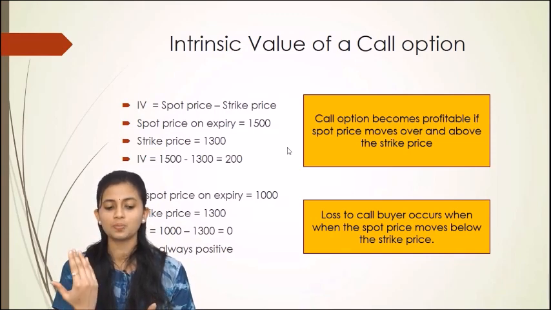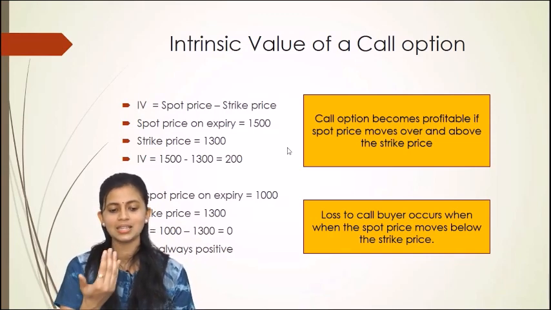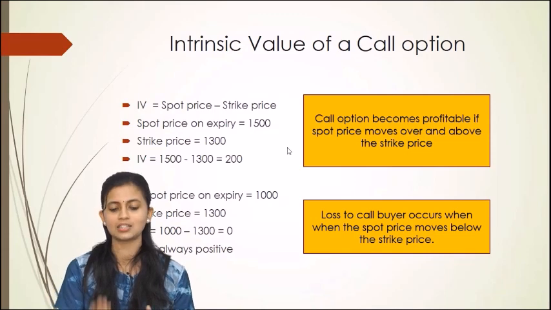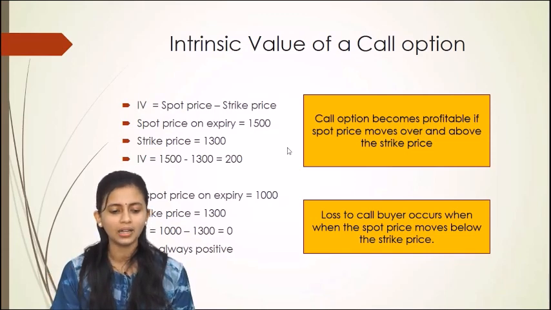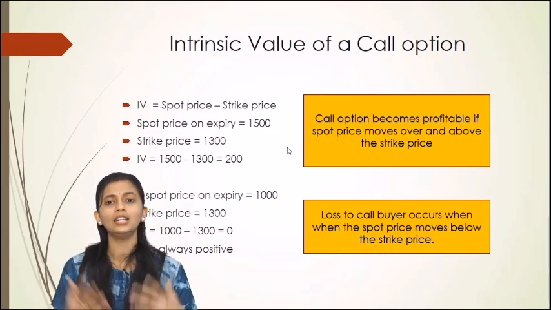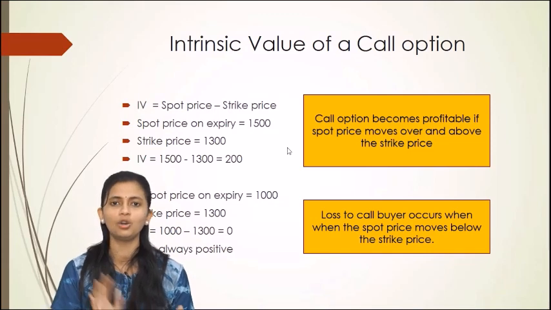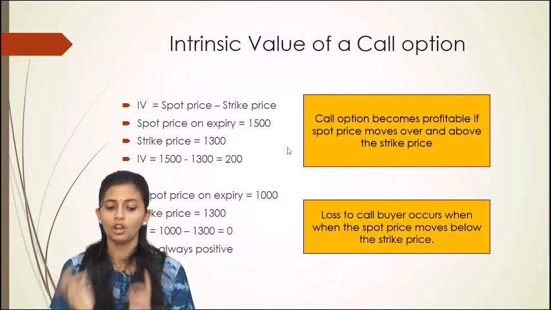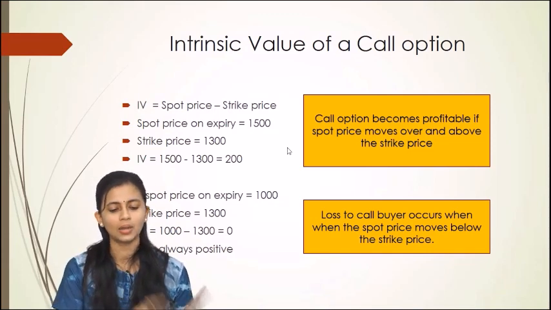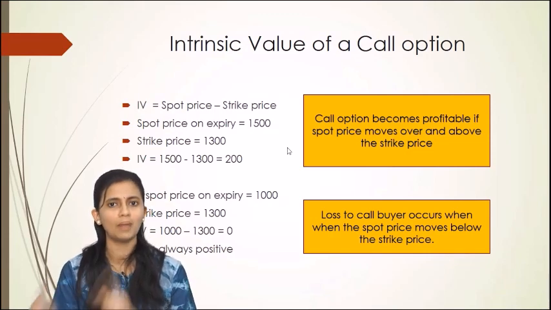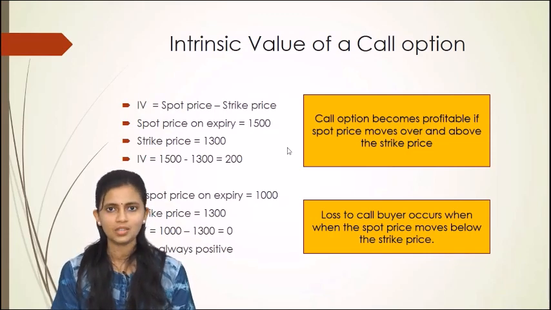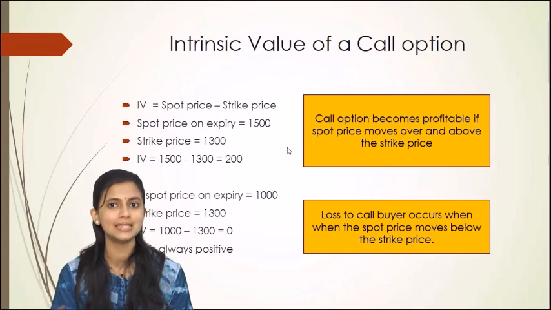Now if the spot price on expiry is below the strike price, that is, if it is 1000, we expected the price to go above 1300, but the stock didn't move as per our prediction and the spot price on expiry came below the strike price, that is 1000. Now what is the intrinsic value? Is it 1000 minus 1300 is equal to minus 300? No, the intrinsic value will be 0.